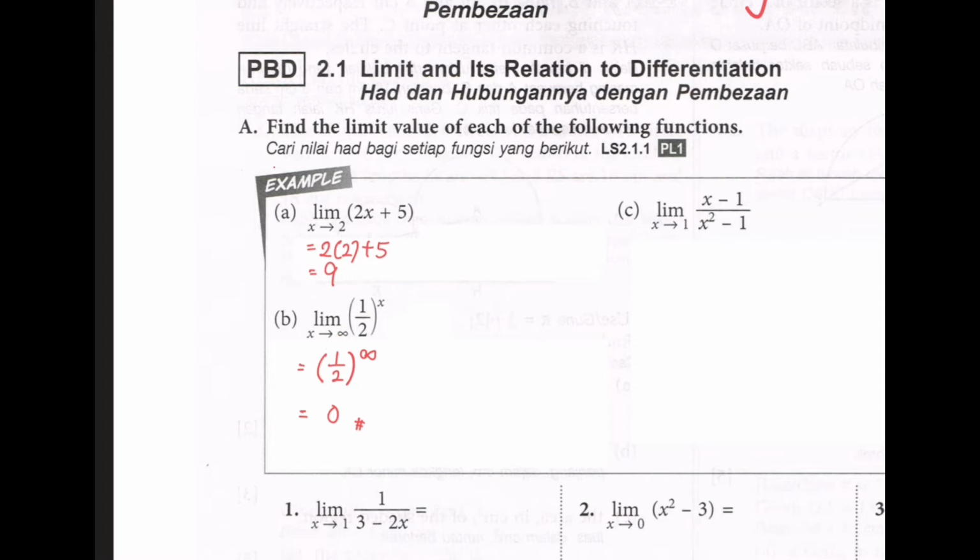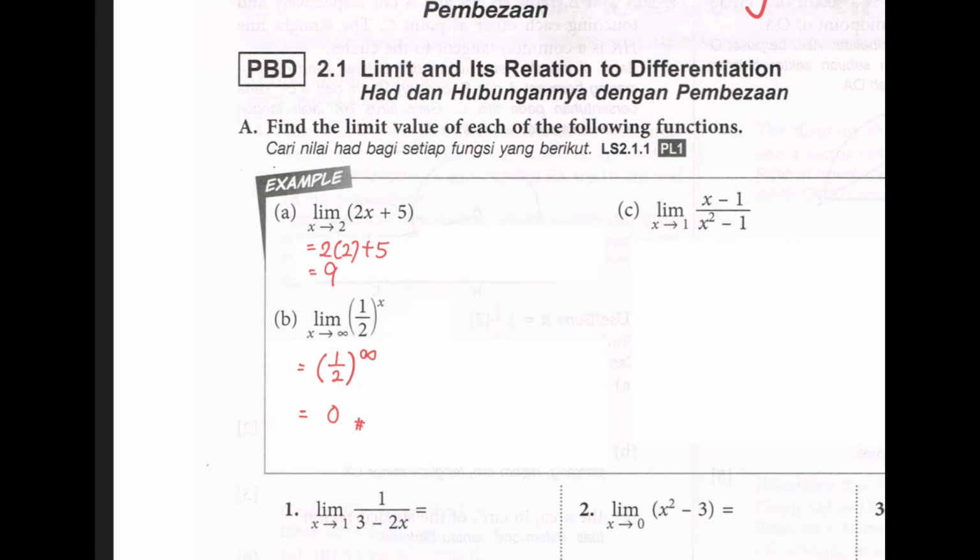Now we look at C. Our problem here is if you put 1 into the top, 1 − 1 is 0. 0 at the numerator is not a problem. But if you put 1 at the bottom, 1 squared − 1 is also 0. 0 at the denominator is a problem. It is undefined.